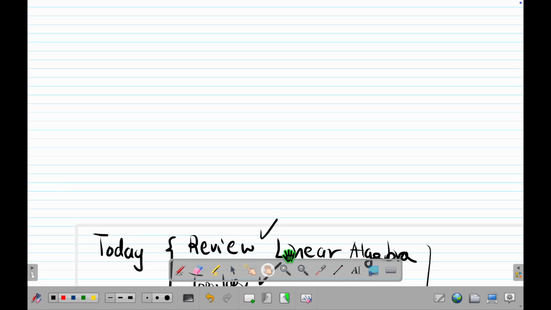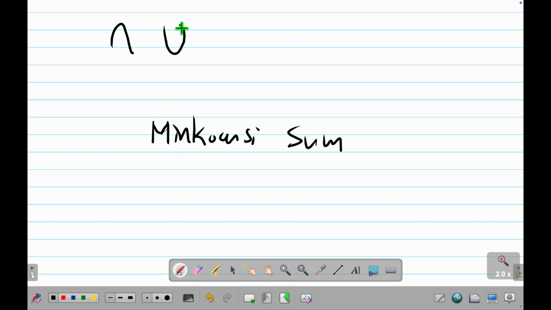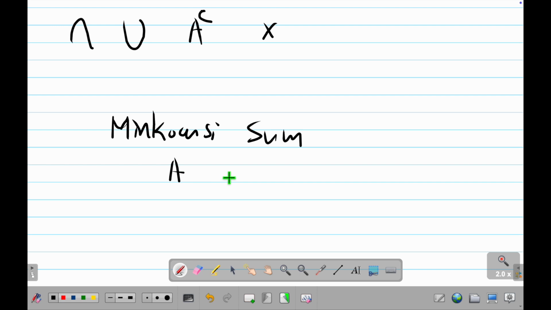Set is very simple. The only thing that we may need is Minkowski sum. I mean, set, well, you know this, right? And then what else? Union, complement, intersection, Cartesian product. Yeah, that's it, right? Then what's the new thing? Minkowski sum.